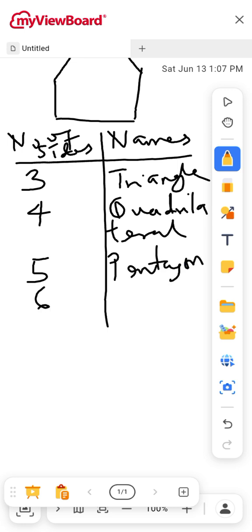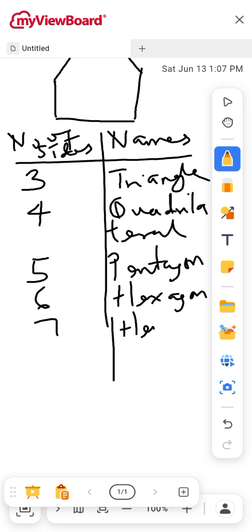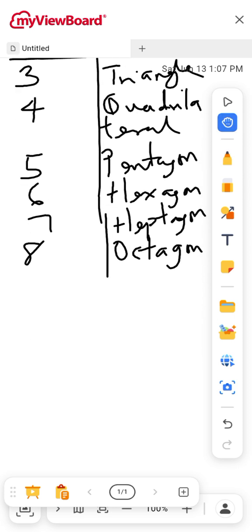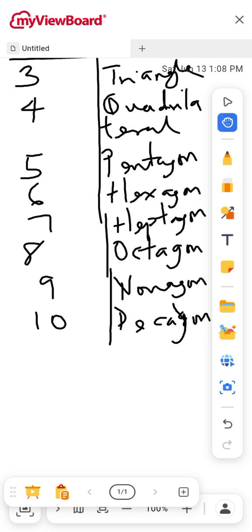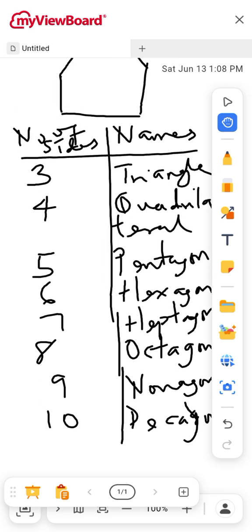We have a six-sided polygon, referred to as a hexagon. We have a seven-sided polygon, referred to as a heptagon. We have the eight-sided, which is called an octagon. Octa means eight. The nine-sided polygon is called a nonagon, and the 10-sided polygon is called a decagon.